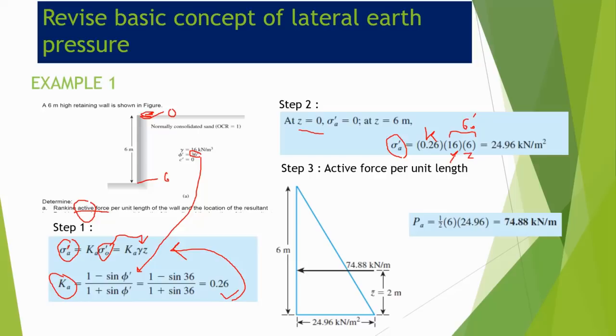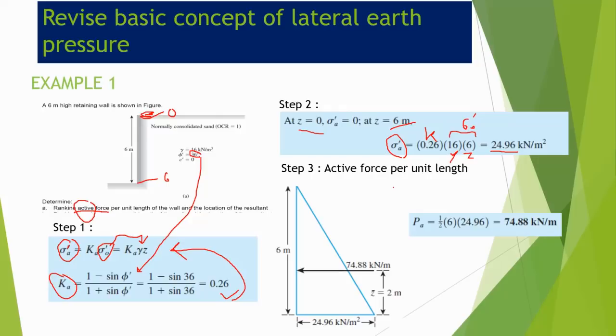Ka coefficient, you calculated before, 0.26, you substitute here. Gamma is unit weight, 16, okay, 16 here. Unit weight of the soil, okay, 16 here. And then the 6 is depth, depth from this to this. Okay, so the z depth kan? So, masukkan, you can get 24.96, okay. This is a stress effective, okay, for horizontal. Okay, nak cari active force.